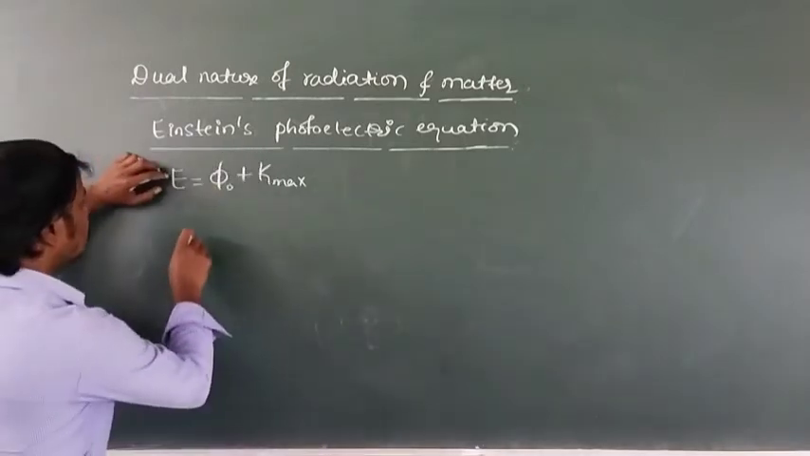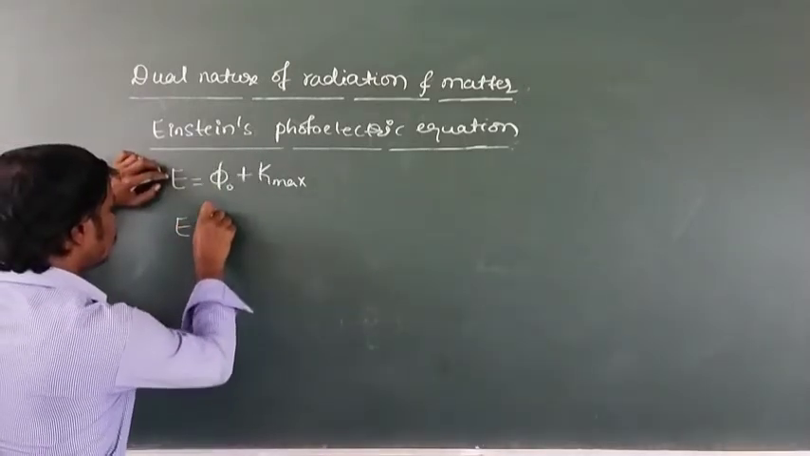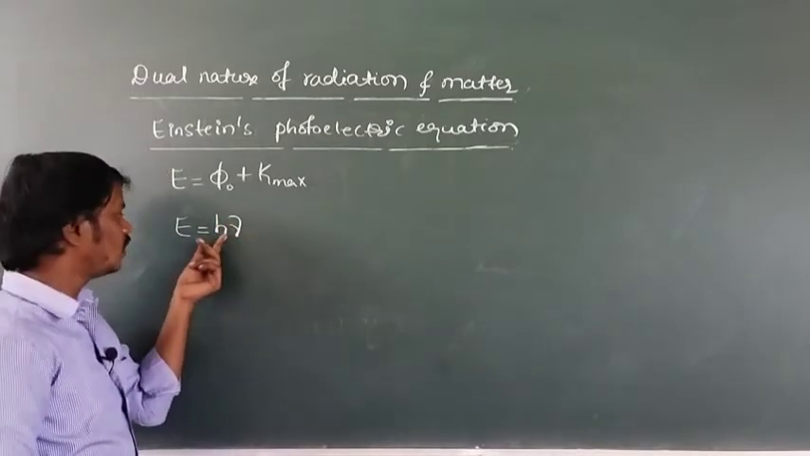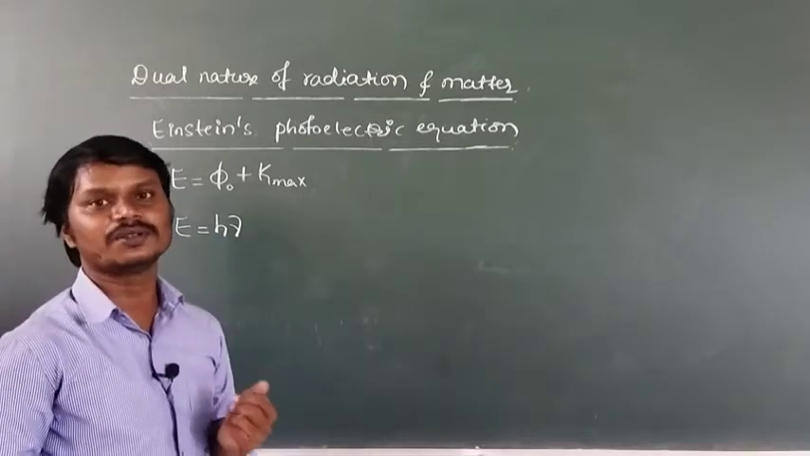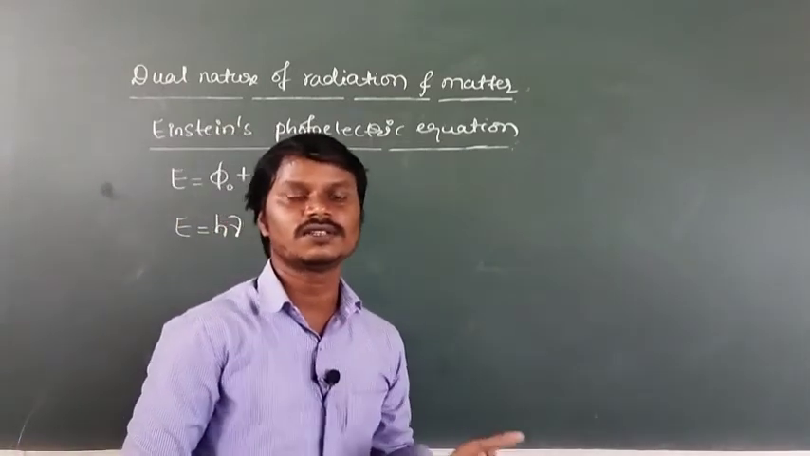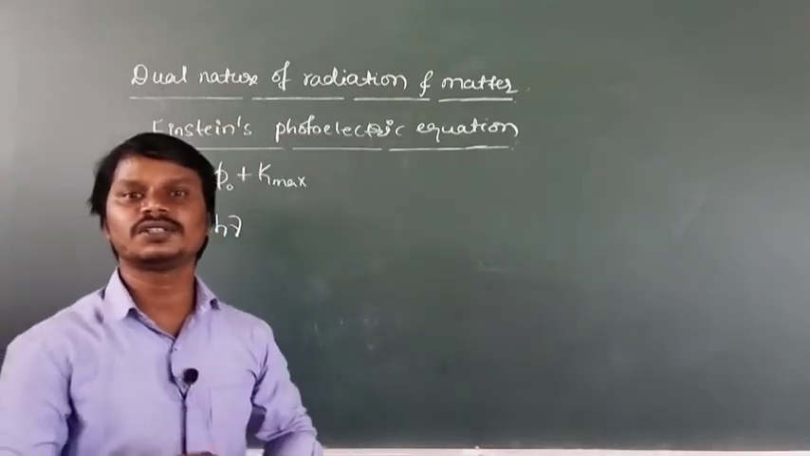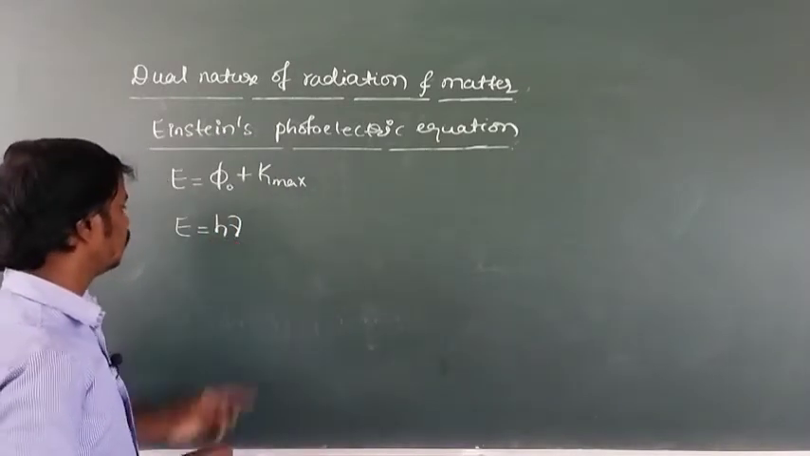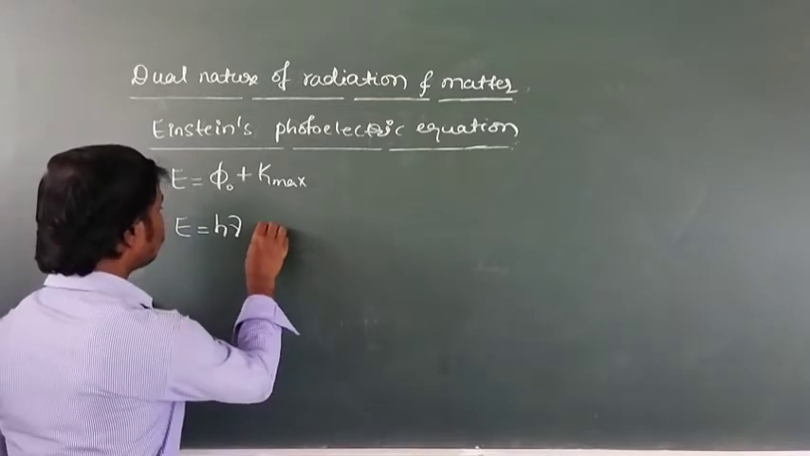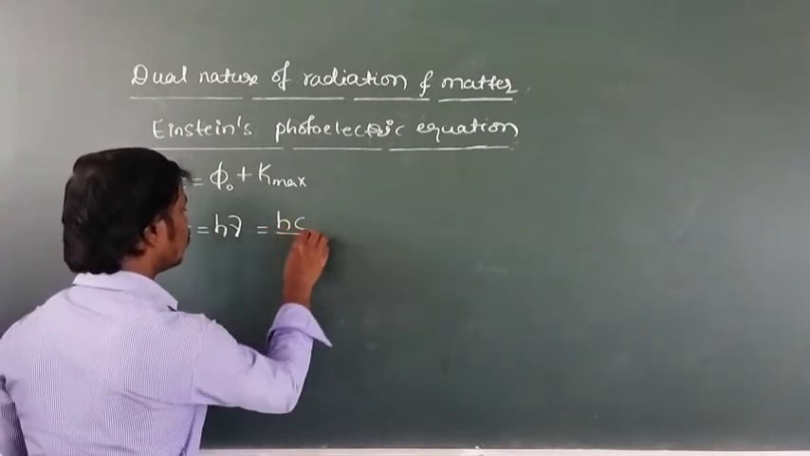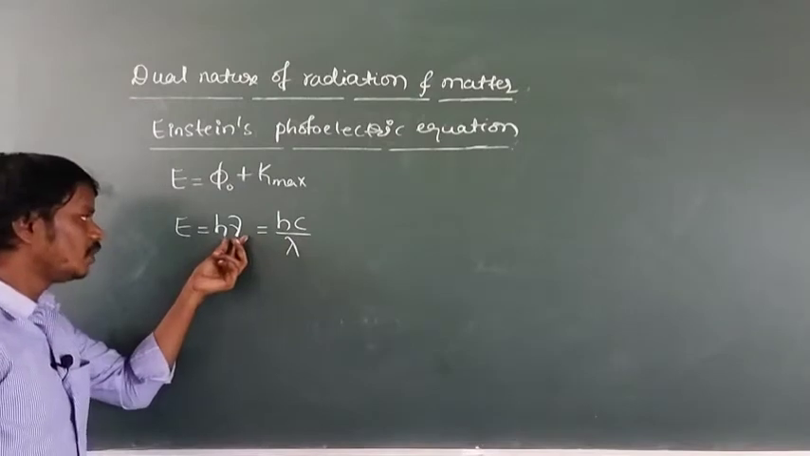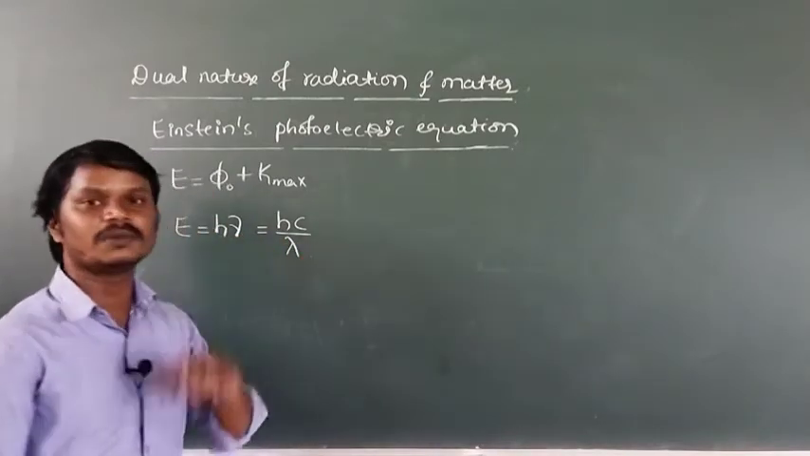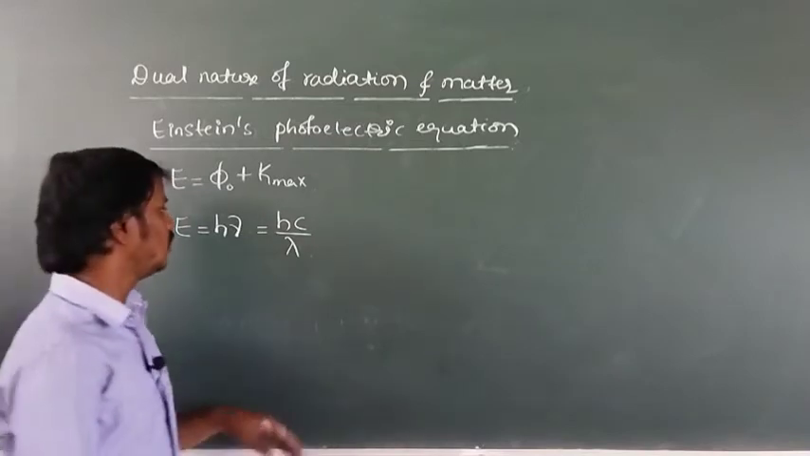Now, E is equal to h into nu. So nu is frequency of incident radiation and h is Planck's constant. Already you know the value of h, that is 6.63 into 10 to the power of minus 34 joule second. Next, in terms of wavelength we can write hc by lambda, where lambda is wavelength of the incident radiation.